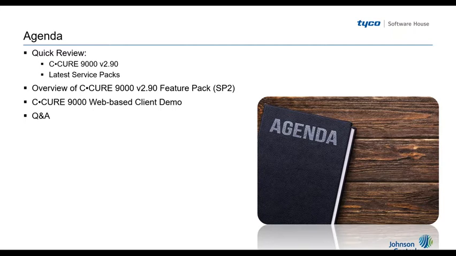So today we are going to do a quick recap of Secure 9000 290, which came out last August. And then we're going to cover all of the service packs that had features added in the last 8 months. Then we're going to go through everything new for 290 Service Pack 2. And then I'm going to take you through a live demo of our web-based client because quite a bit of functionality was added to that Secure 9000 client. And then we'll take time for some questions.